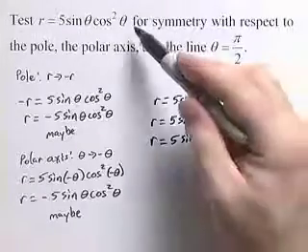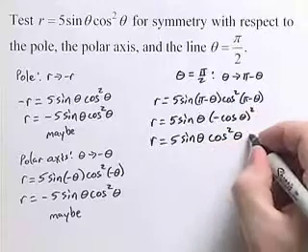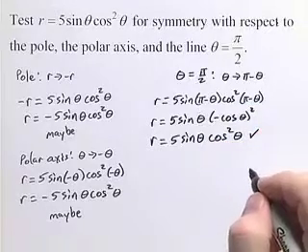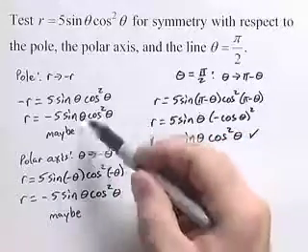This is the same equation that we started with, so we know that there is symmetry with respect to the line theta equals pi over 2. We still only can say that it might be symmetric around these other two.